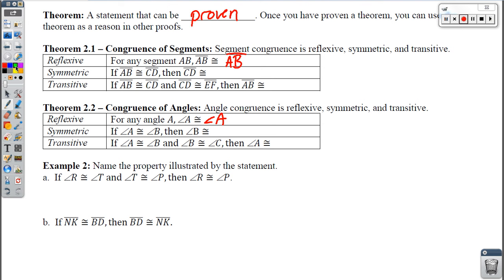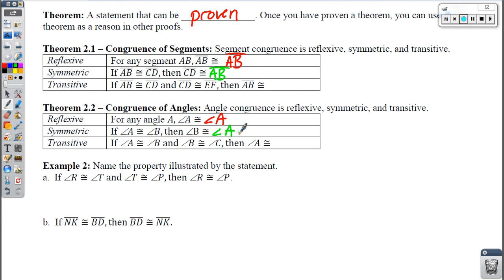Okay, again, symmetric property. As we continue on here, symmetric property just says that you can take an equation or a congruent statement and flip it around. So if segment AB is the same as segment CD, then we can say that segment CD is the same as segment AB. And we can do the same thing with angles. So we could say if angle A is congruent to angle B, then angle B is congruent to angle A. It doesn't matter which side of the congruent symbol or equal sign that things are on.